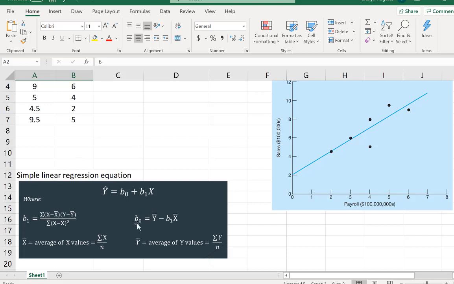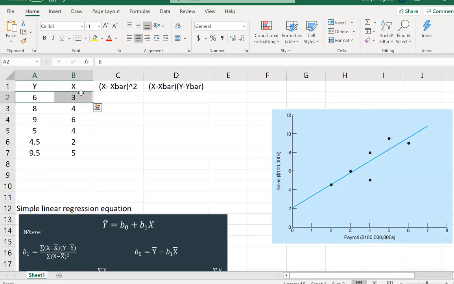Then over to our b naught equation, or our y-intercept, b naught is equal to y bar, which is the average of y, minus b1 times x bar. Again, x bar is the average of our x data, our column B, or all the data here, which was payroll. Okay, so let's begin by performing our calculations.